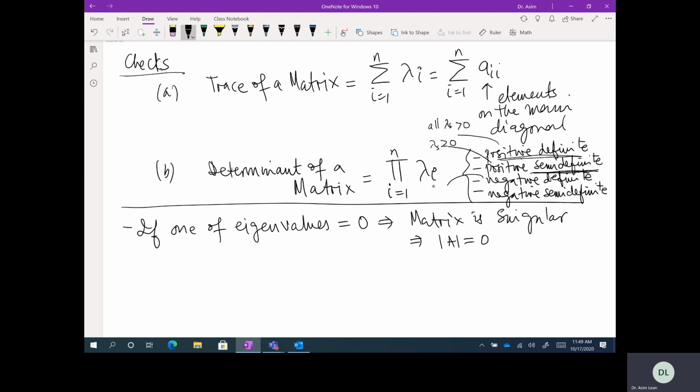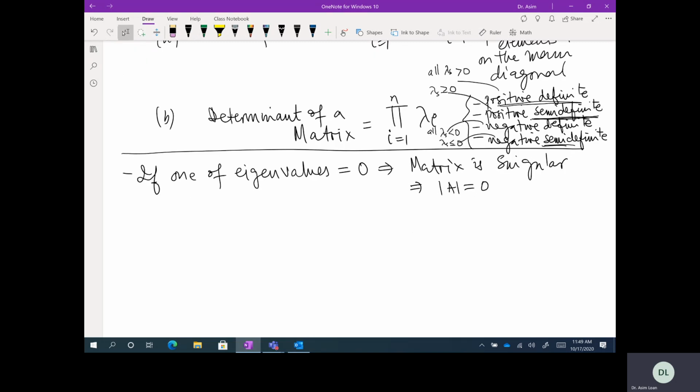Similarly, in this one, all eigenvalues are less than 0. In this one, eigenvalues are less than or equal to 0. So whenever you have semi, this means 0 is included and the matrix is singular. Besides this check, if one of the eigenvalues is 0, the matrix is singular.